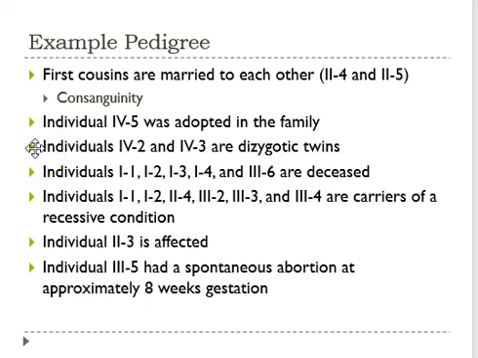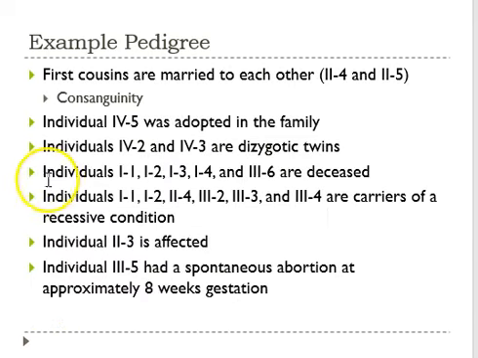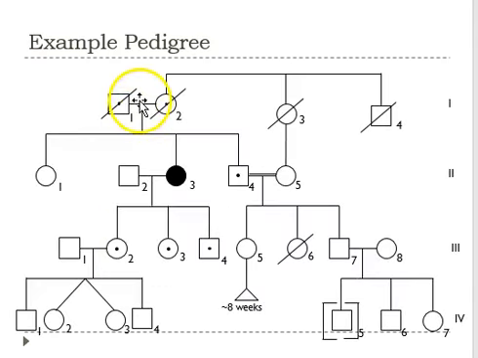Individuals 4, 2 and 4, 3 are dizygotic twins. So 4, 2 and 4, 3, and again they're not monozygotic because there's not that extra line. Individuals 1, 1, 1, 2, 1, 3, 1, 4, and 3, 6 are all deceased. And again, when there's a line through them, they are deceased.